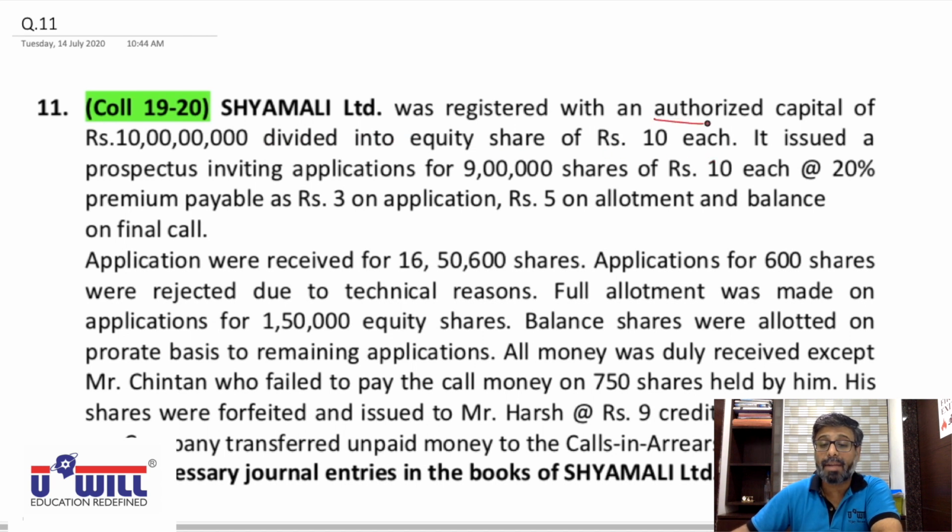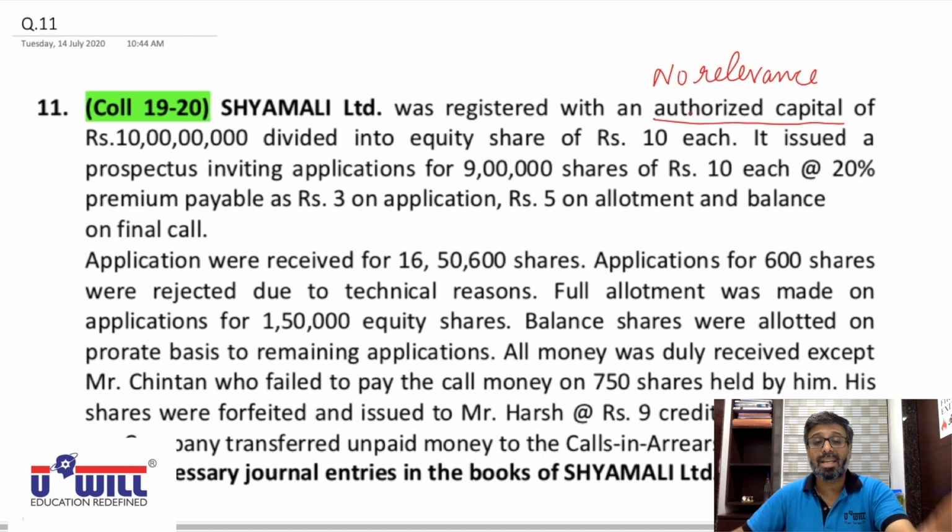Now, authorized capital, we have discussed it earlier also. It has no relevance. Ignore it. We are just supposed to write it in the balance sheet of the company when we make the balance sheet. And there also, as we'll study later, it is not to be included in the total. What we have to consider in the journal entries is only issued capital. Authorized capital has no relevance. 10 crores divided by 10 each means the company is authorized to collect the money on 1 crore equity shares of 10 each throughout the lifetime of the company.